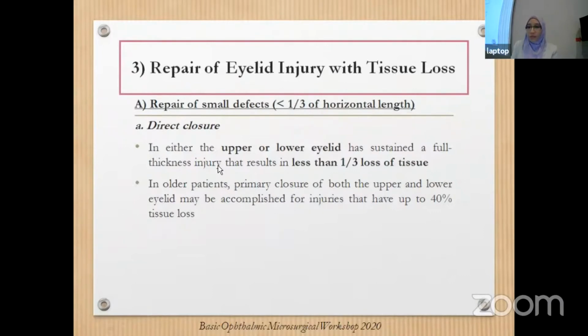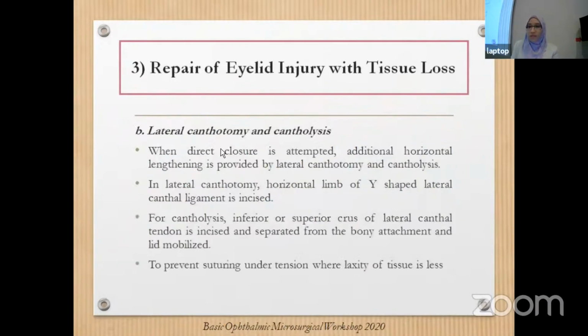Okay, and then if it is very difficult to do direct closure, we can perform lateral canthotomy and cantholysis also, in case horizontal lengthening is needed, because we need more horizontal length. So this one is normally done by the oculoplastic team.